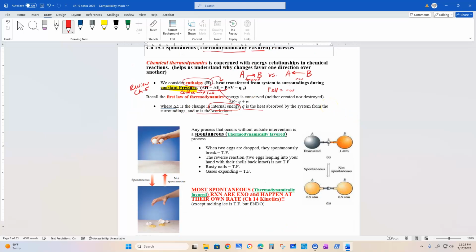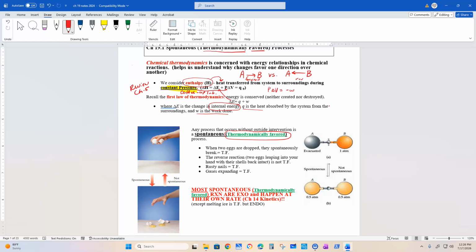We call this spontaneous. That's how we've always known it, but it makes more sense, as AP prefers to hear, thermodynamically favored. And you're going to hear, how do we know if it's thermodynamically favored? Is it like endo versus exo? Is it like a high delta H or a low delta H? What is the criteria to make it happen on its own? We call this outside intervention. It means you did nothing. You just put the reaction out there and it happened on its own.